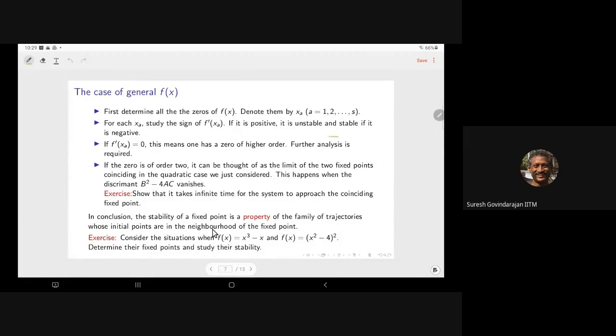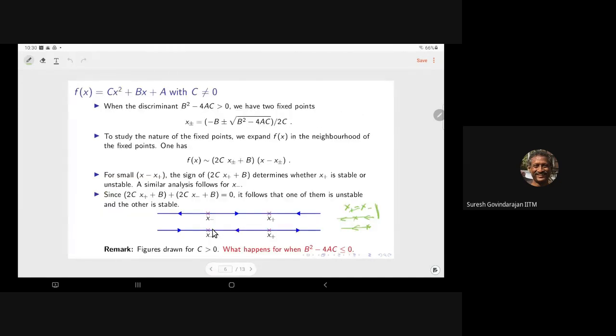So this is your thing, and this is x_a. So we just look very, very close so that the Taylor series to first order is good. If f prime of x_a is 0, then you need the next term in the Taylor series, of course. This means one has a zero of higher order and more analysis is required. But it's not that much more. We have already seen what happens when two guys coincide. So it's a zero of higher order, right? So that's what is happening.